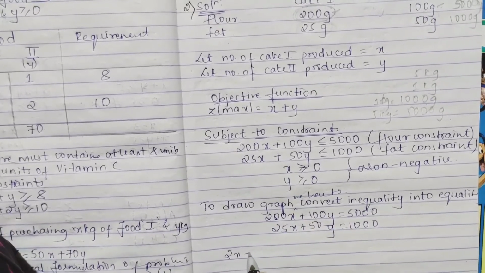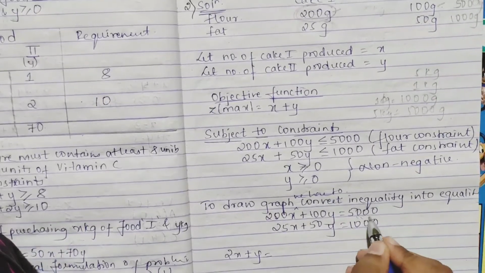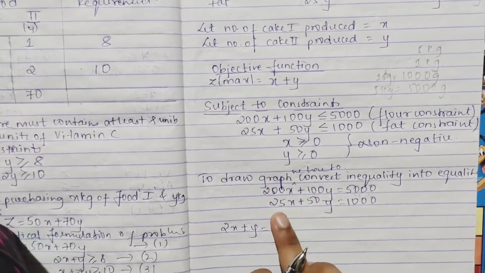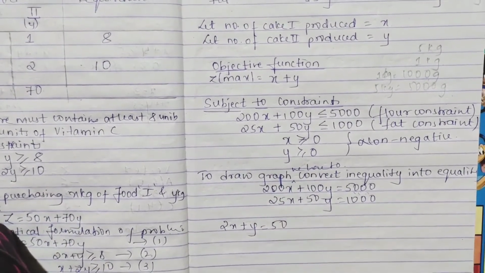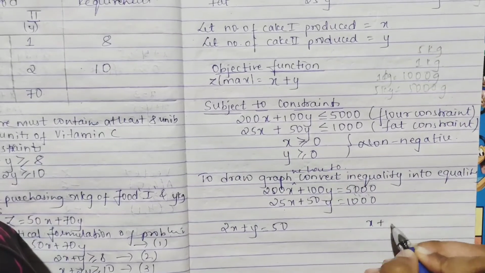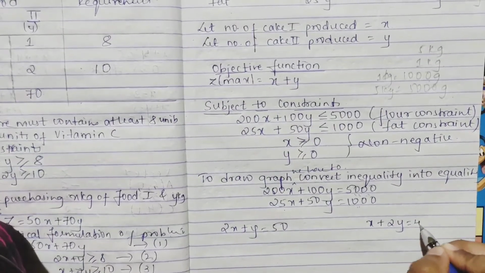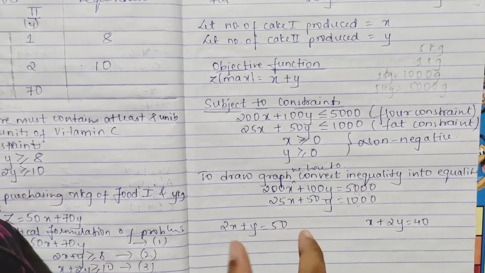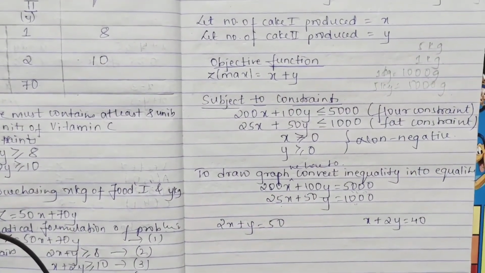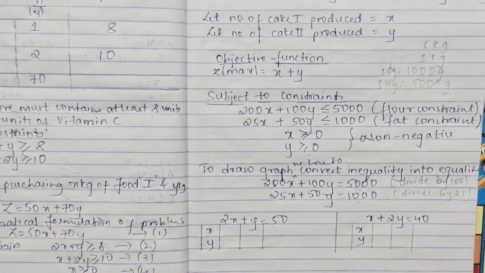100 2s are 200, 100 1s are 100, and 100 5s are 500, right? So you get 2x plus y is equal to 50. Divide the other one through by 25: 25 1s are 25, 25 2s are 50, and 25 4s are 100, so x plus 2y is equal to 40. You can simplify it, it is very easy. Now find the points and plot the graph. I have written here divide by 100, divide by 25, in case you don't understand.